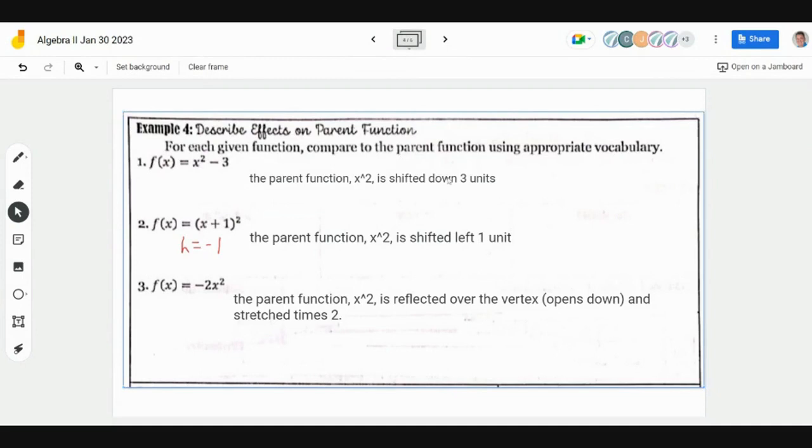And I think we have, either in the test or on one of the problems, something that has us write, compare the parent function using appropriate vocabulary. So we have to write something like this to say what is happening to it. We're not graphing it. We're not doing points. We're just saying what's happening with it by looking at the equation. So we should be able to look at the equation and know what kind of transformation has occurred. And that's where you write these transformations like this.